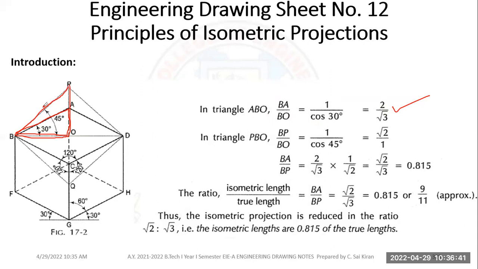Now I am considering the angle PBO. So here BP by BO equals 1 by cos 45. Cos 45 is 1 by root 2, so here it comes as the reverse because it is inverse, so root 2 by 1.